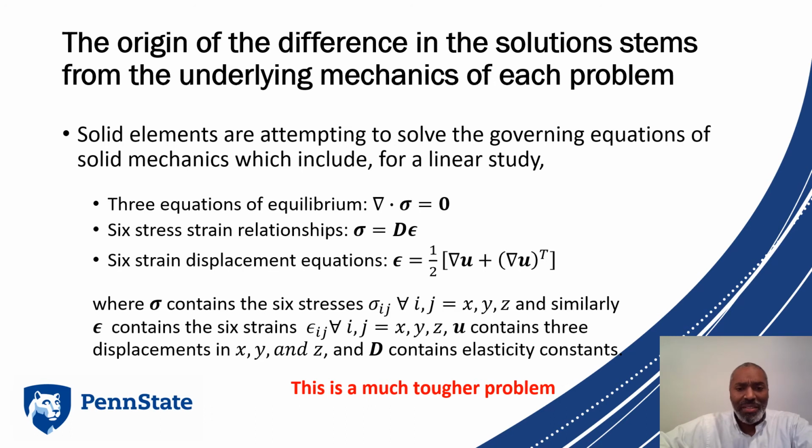Here, sigma contains our six stresses in x, y, and z, and the mixes xx, xy, yz, yy, yz, zz, etc. And similarly, the strain matrix, epsilon, contains our six strains in the x, y, and z directions, and the mixes. And the vector u contains our three displacements in x, y, and z. Like I said, d contains our elasticity constants. As you can imagine, this is a much tougher problem to solve than simply solving our fourth order beam equation.